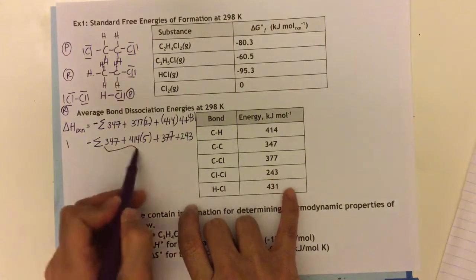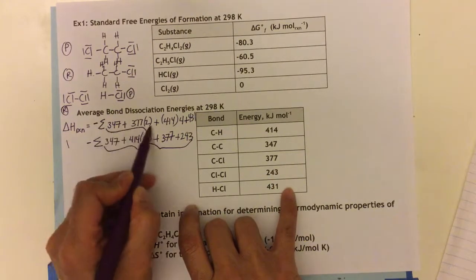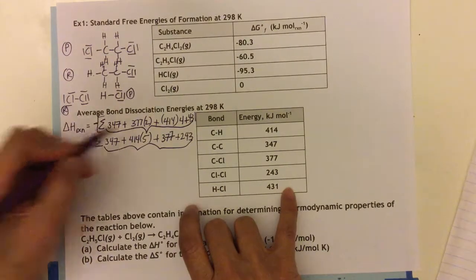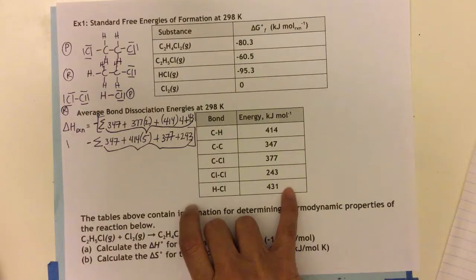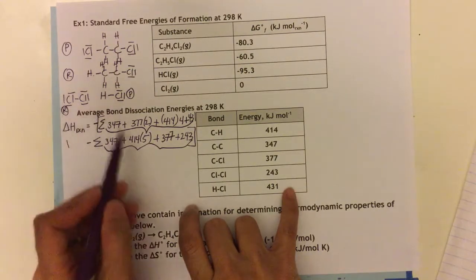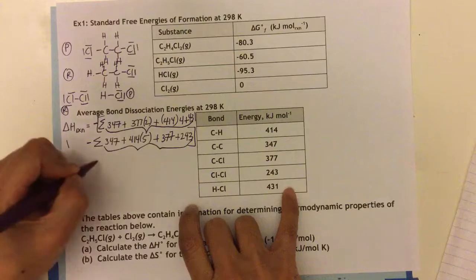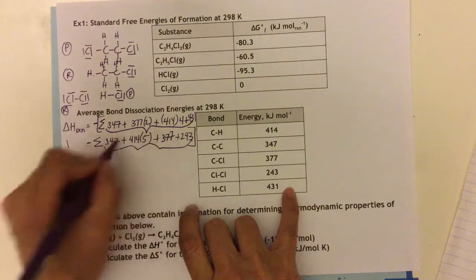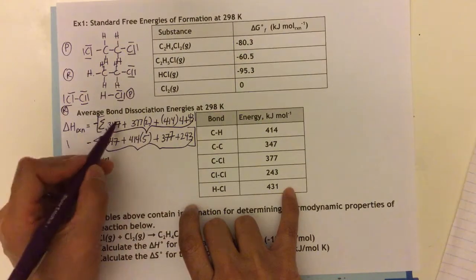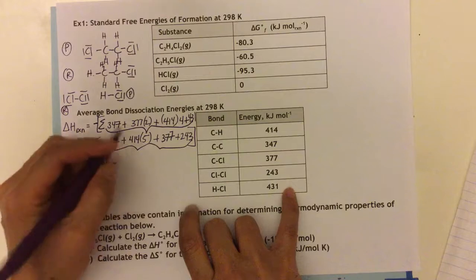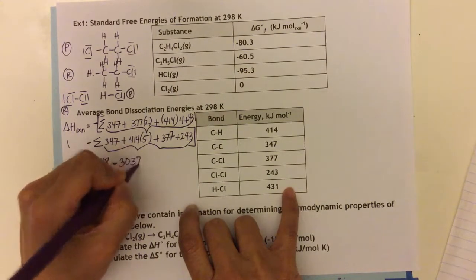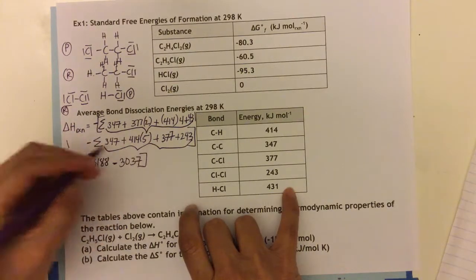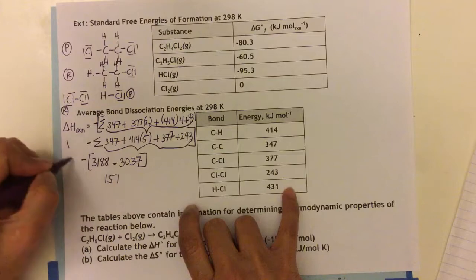So you sum up the reactants, you sum up the products, and you subtract each other, and then you take the negative of that. So I'm going to do this part first and then take the negative of that. When I add up the top numbers, the products, I get 3,188. And when I add up the bottom numbers, the reactants, so this is products minus reactants, I get 3,037. When I subtract these two, I get 151, and I always have to take the negative of that.